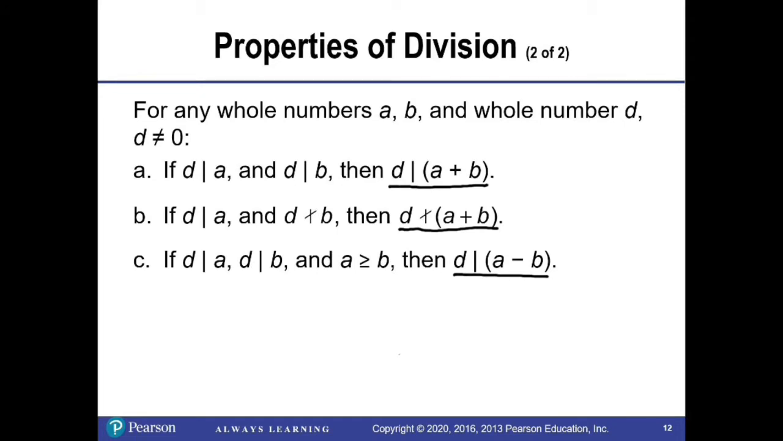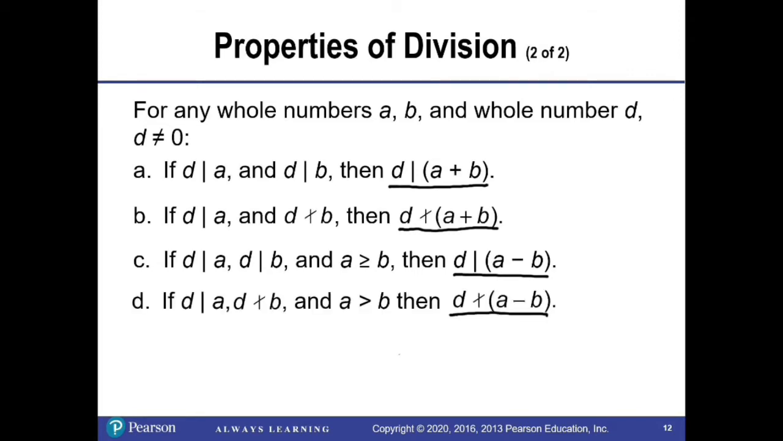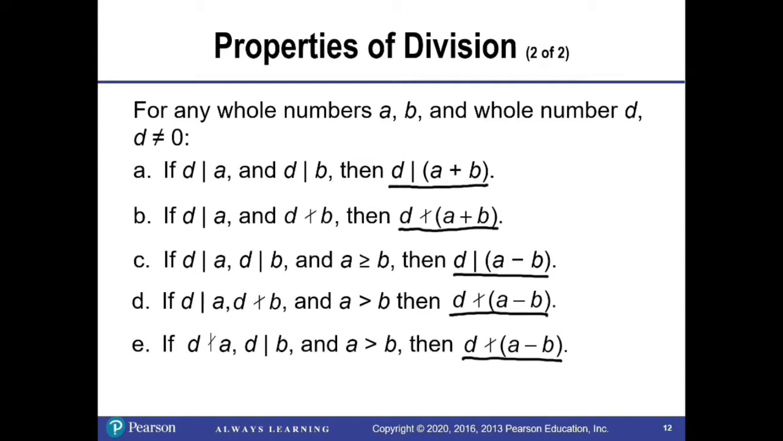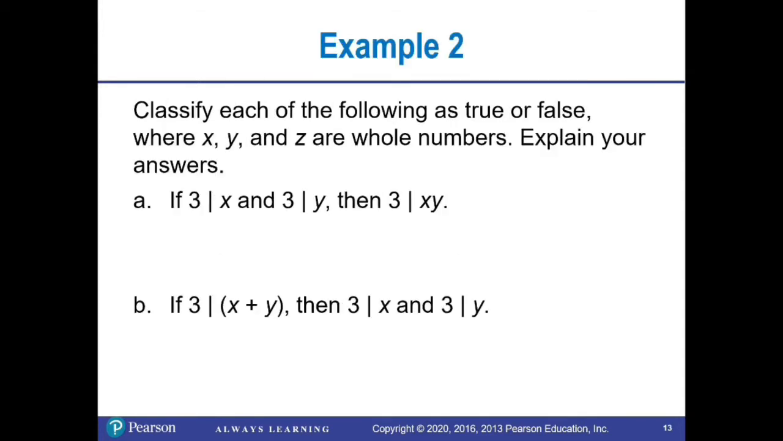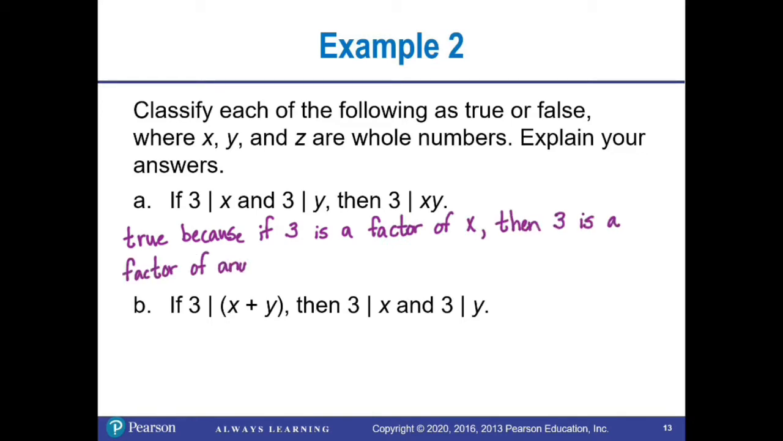So if d divides a and d divides b and a is greater than or equal to b, then d divides the difference of a and b. Now once again, if d doesn't divide a or d does not divide b, then d is not going to divide that difference. So let's look at some more statements, and we're going to classify these statements as true or false. Part A, 3 divides x and 3 divides y. Does 3 divide x times y? Yes, this is true, because if 3 is a factor of x, then 3 is a factor of any multiple of x, and x times y is a multiple of x.